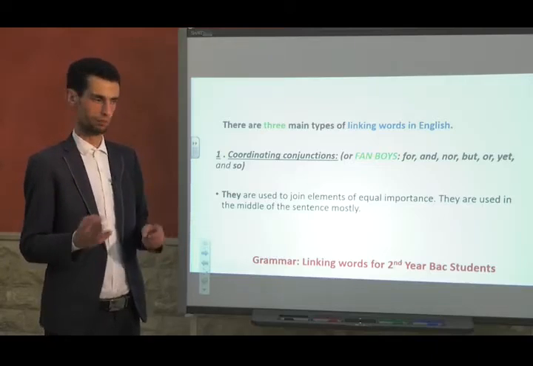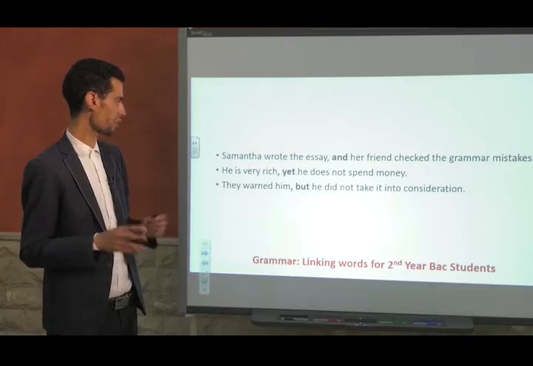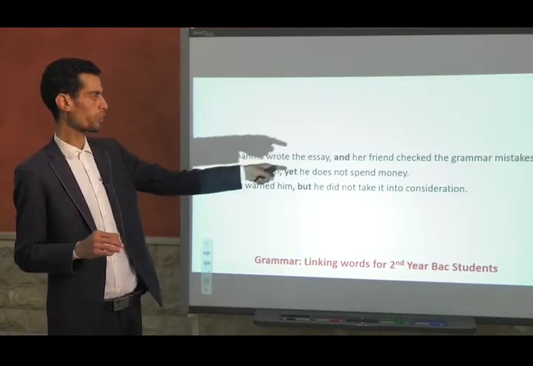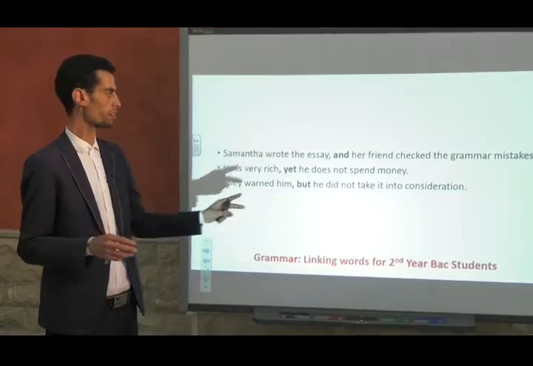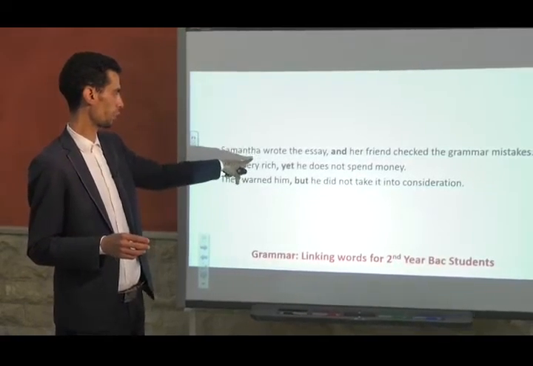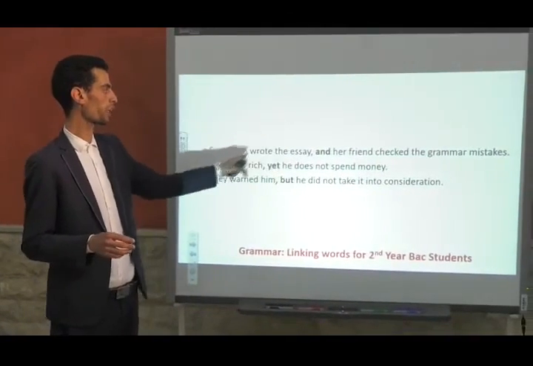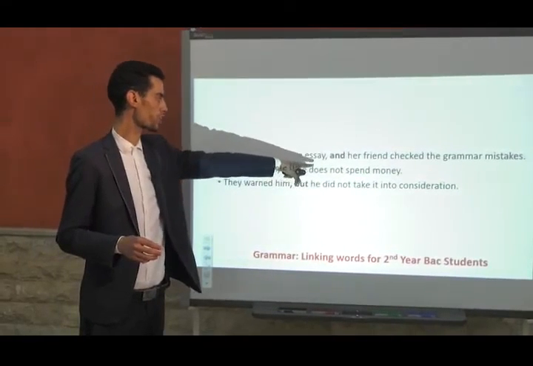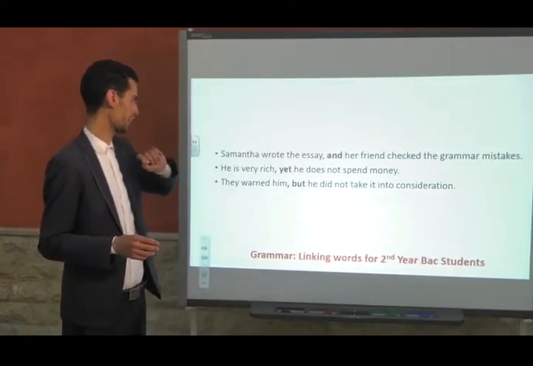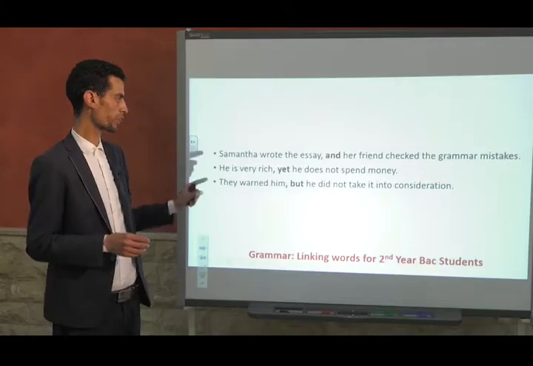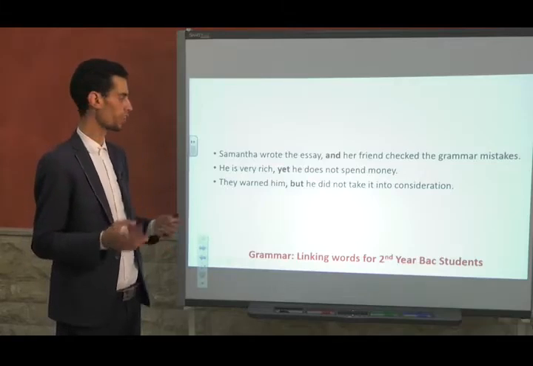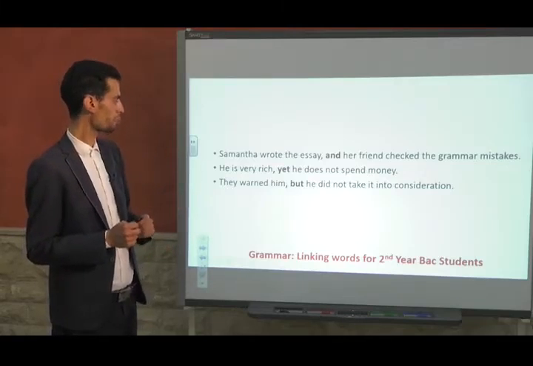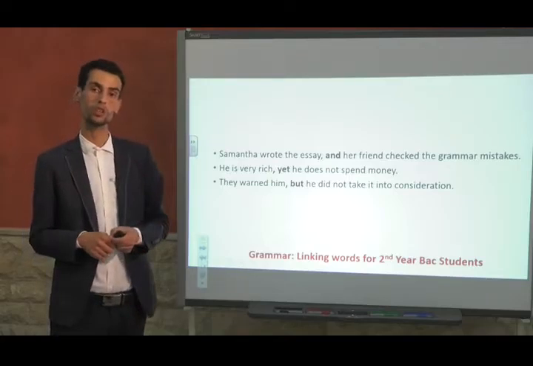So here is an example. Samantha wrote the essay, so that's a clause, and her friend checked the grammar mistakes. So we have two clauses, clause number 1 and clause number 2, or sentence number 1 and sentence number 2, and the coordinating conjunction that we use here is and. He is very rich, yet he doesn't spend money. So we express concession here. They warned him, but he didn't take it into consideration.